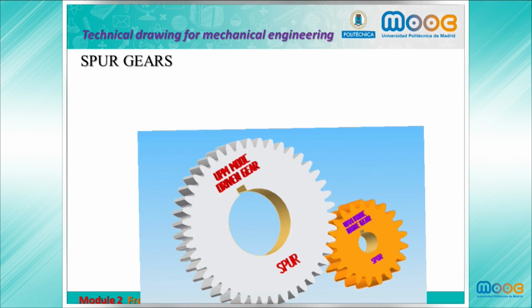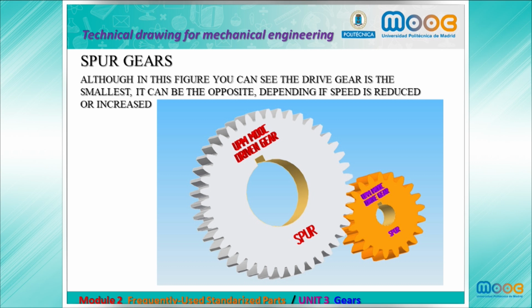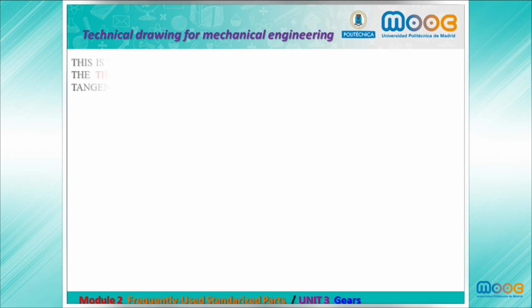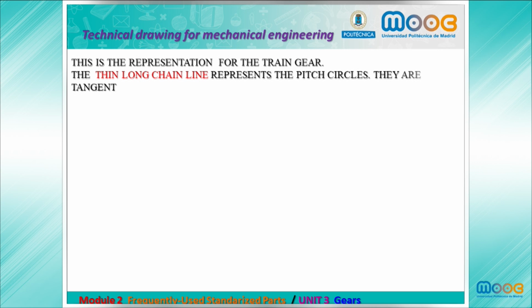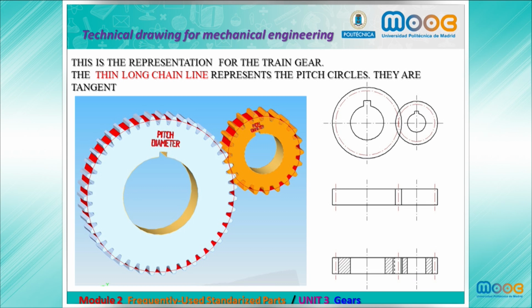Spur gears. Although in this figure you can see the drive gear is the smallest, it can be the opposite, depending on whether the speed is reduced or increased. This is the representation for the gear train. The thin, long chain line represents the pitch circles. They must be tangent. And see in the figure on your right below that we don't hatch the teeth of the wheel.